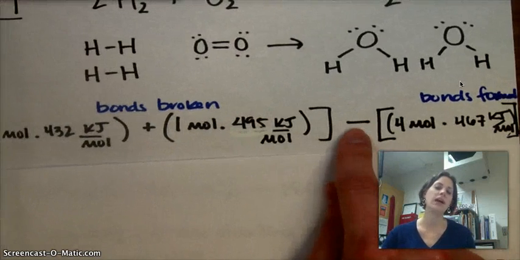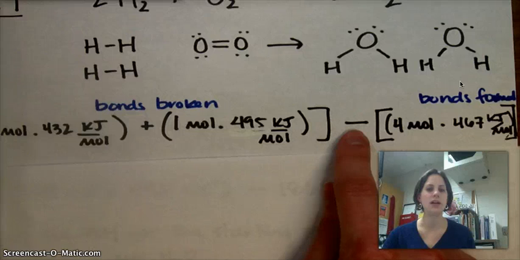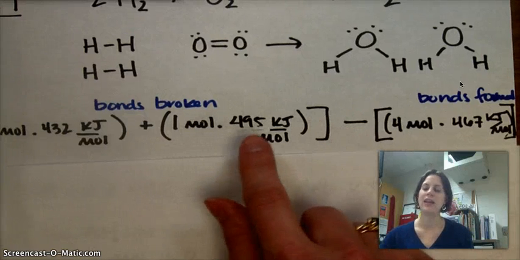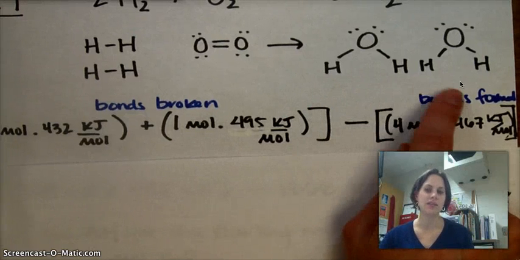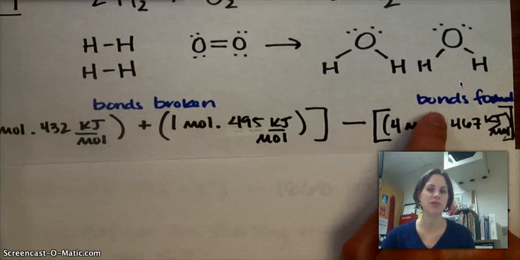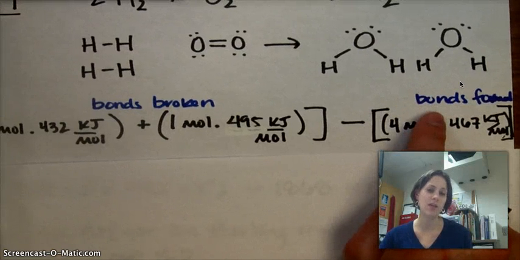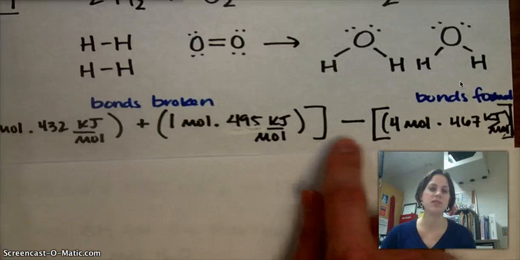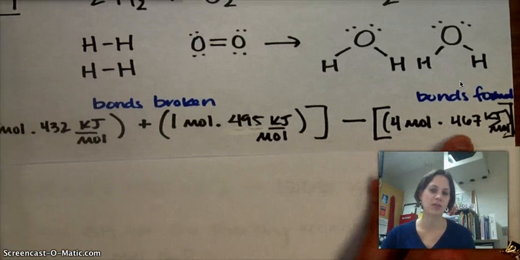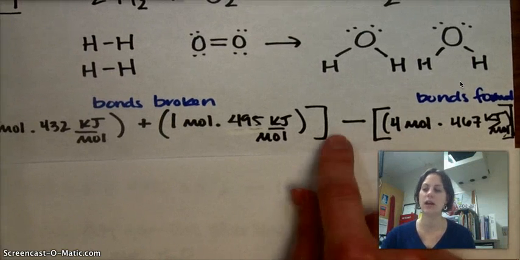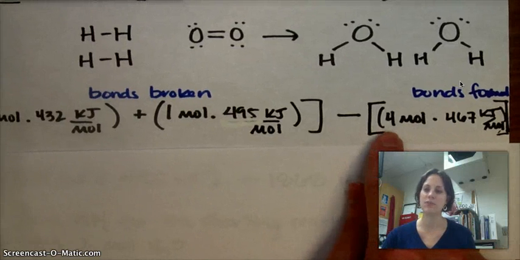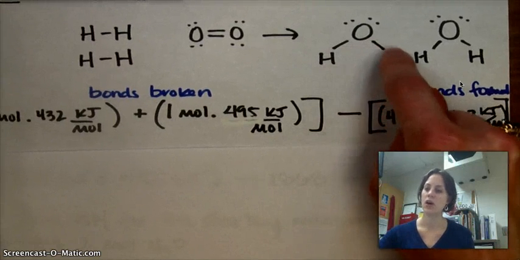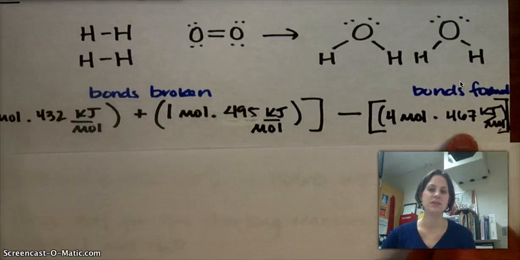And I could do 2 things here. I could add the negatives of these, because if those are bonds being formed, then I'm just going to flip the sign on those. But I could also subtract the actual positive values. So I'm going to do that here. I'm going to take 4 moles, because I was forming 4 O-H bonds, times the 467.